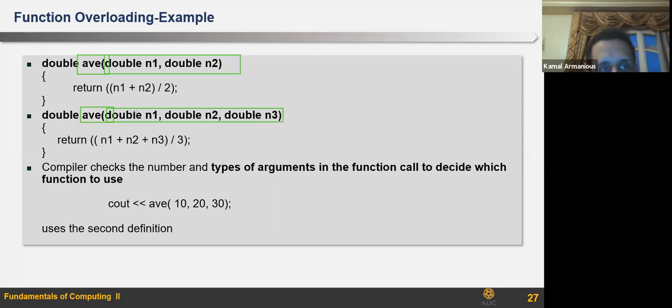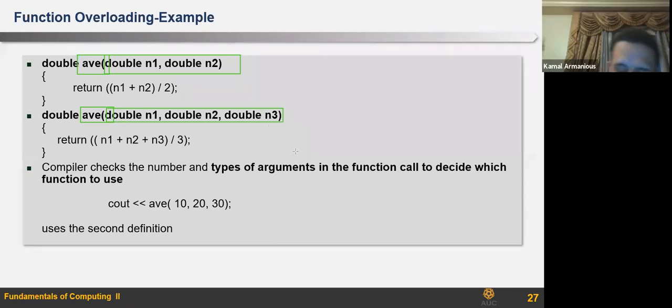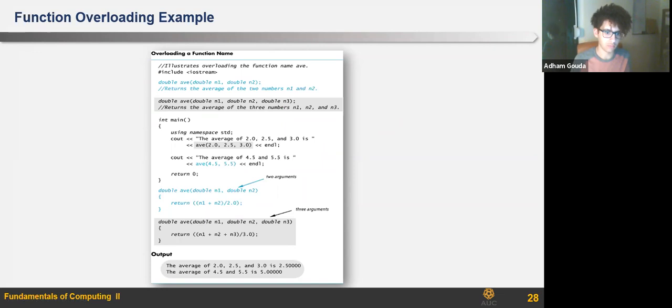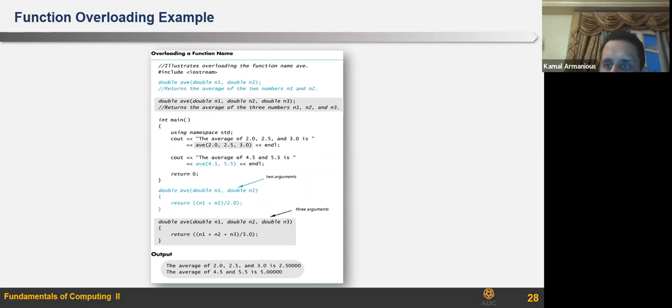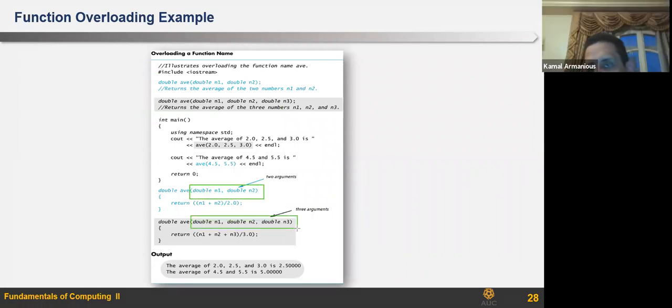So Adham, look at AVE. We have in our program, in our main, two functions. Look at this program. How many functions named AVE? Two. So this means function overloading, that you have two functions with the same name with different parameters. One with two parameters, the other one with three parameters. So you have the same name but different parameters. This is called function overloading.